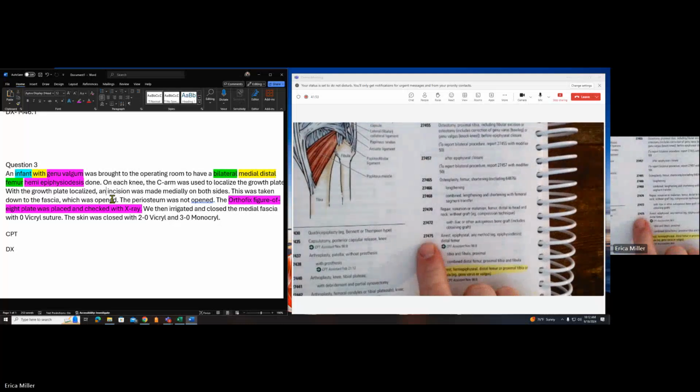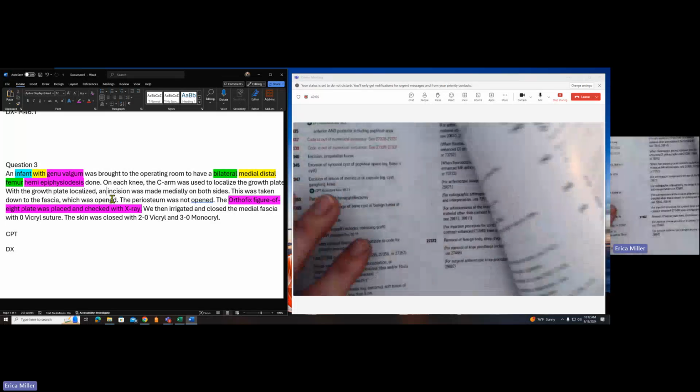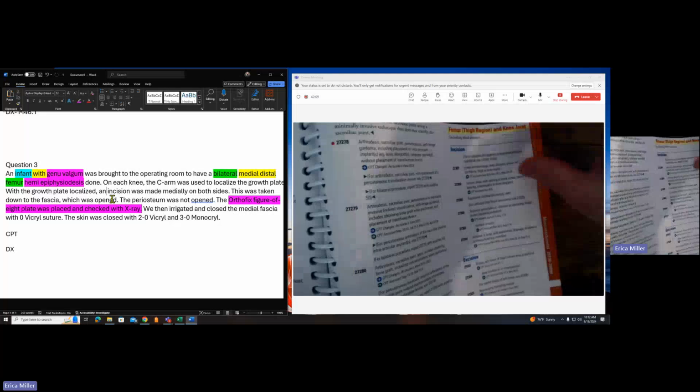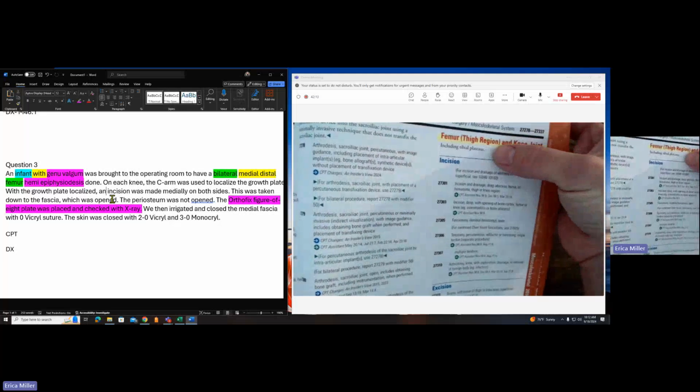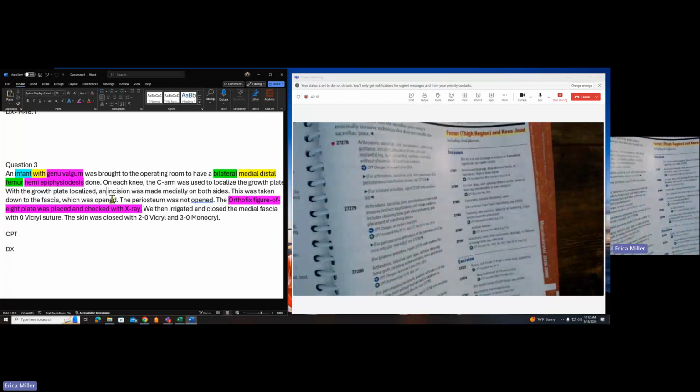Okay. Arrest, epiphyseal, any method, example, epiphysiodesis, distal femur. Okay, I'm feeling it. Now remember, we want to go back and we want to just triple check what subsection these particular codes are coming from. Okay, femur thigh region. Okay, so again, now we're talking about the distal part, the distal part and knee joint.